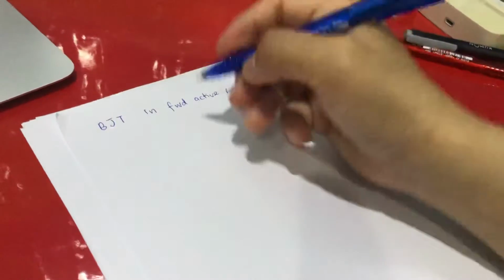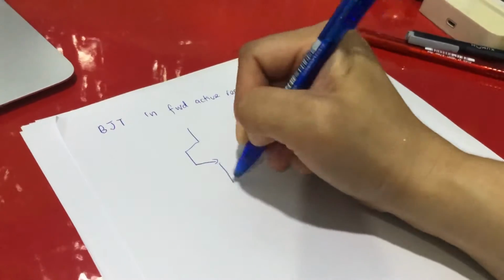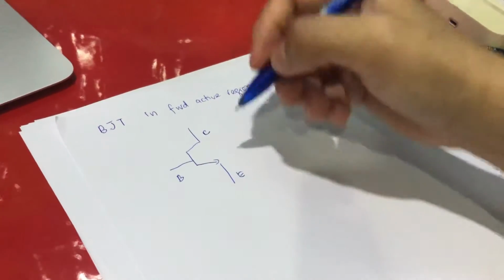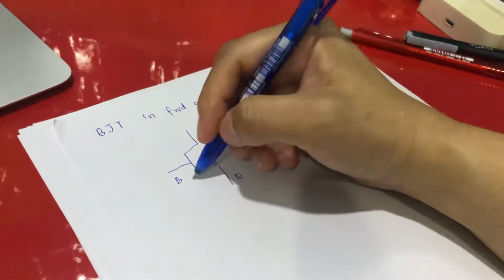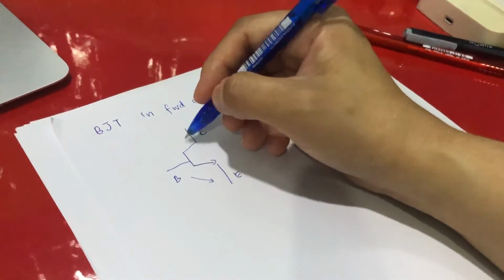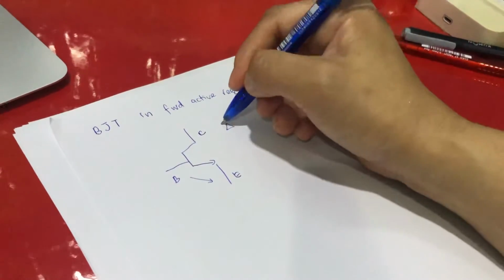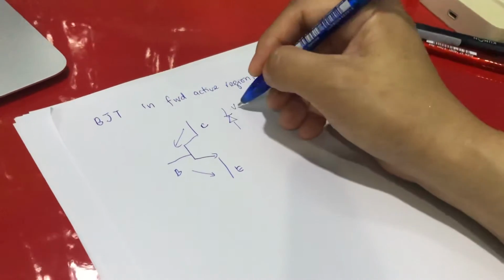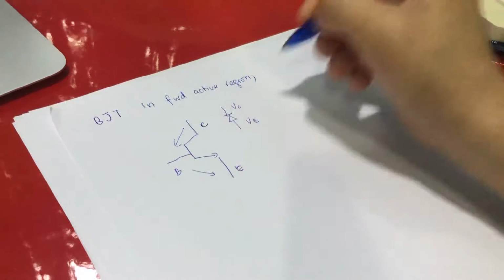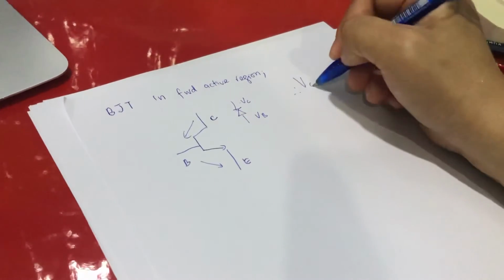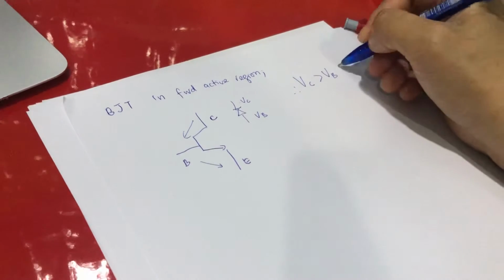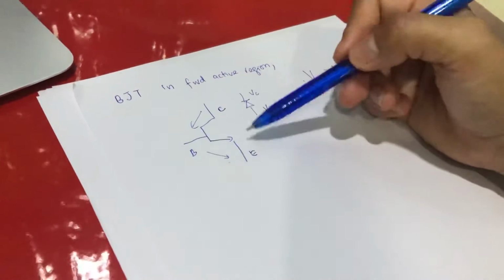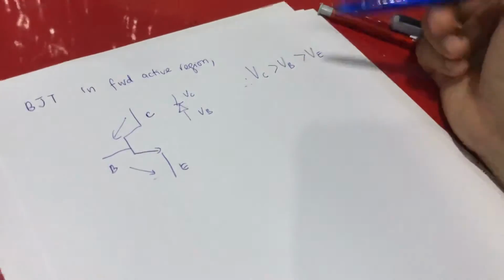So if we have this way, this is our collector, base and emitter. This way is forward bias. This is reverse bias. So this VC is reverse bias, so VC is higher than VB. Therefore, VC must be greater than VB and VB must be greater than VE. Then we will have this BJT working in the forward active region.